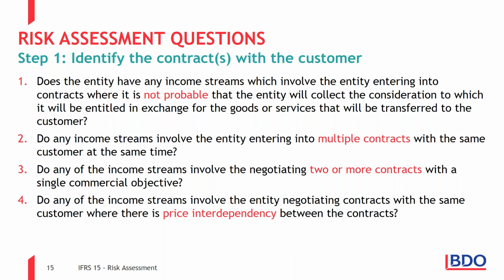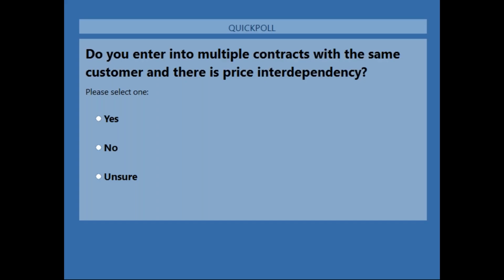The fourth one: do any of the income streams involve the entity negotiating contracts with the same customer where there's some kind of price interdependency? I thought at this stage I'll try and get some feedback from you, maybe focus your attention, and do a polling question. Everybody think about their organization. So do you enter into multiple contracts?